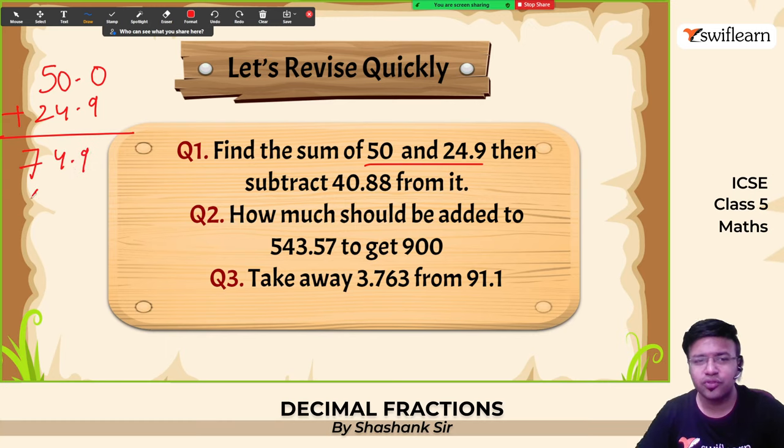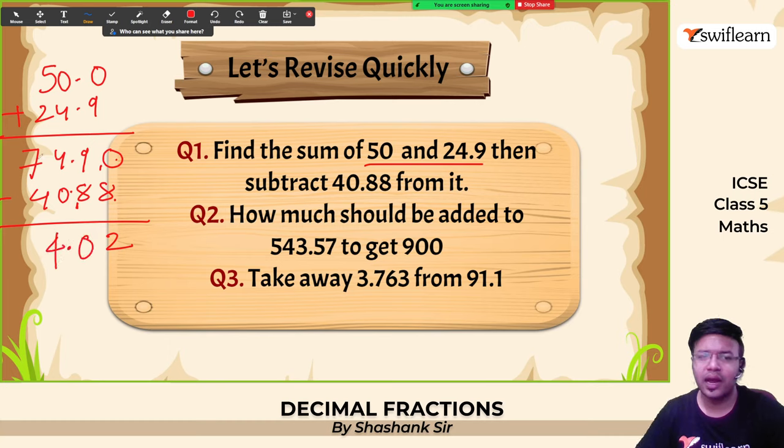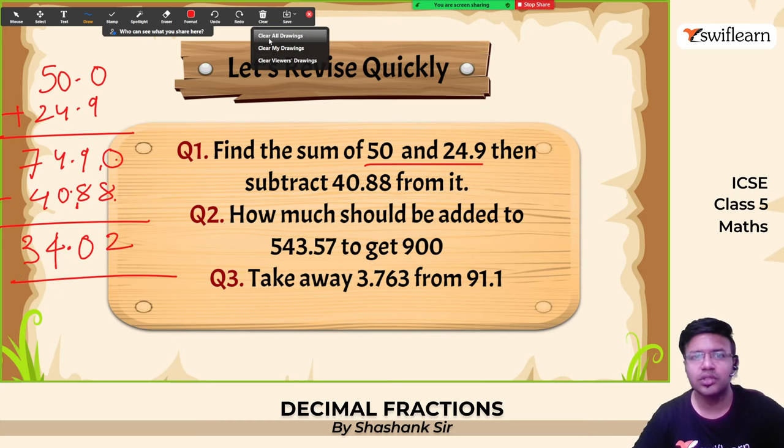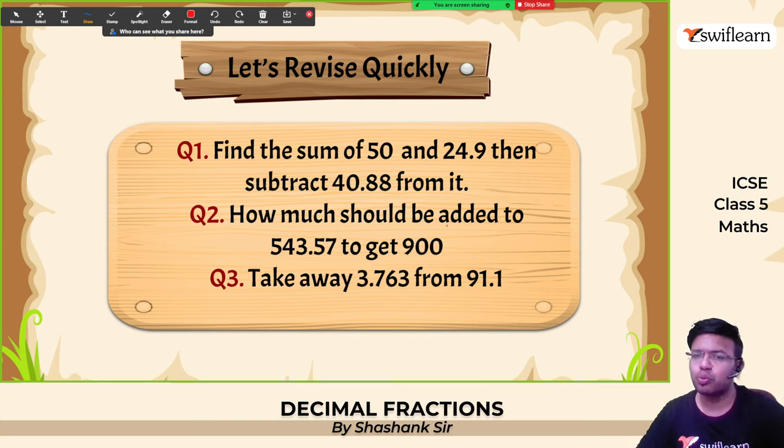Now subtract this from 40.88. You add a 0 here. So 0 minus 8, make this 9. 10 minus 8 is 2. 9 minus 9 is 0. Put a decimal point. 4, and 7 minus 4 is 3. 34.02 is the answer.